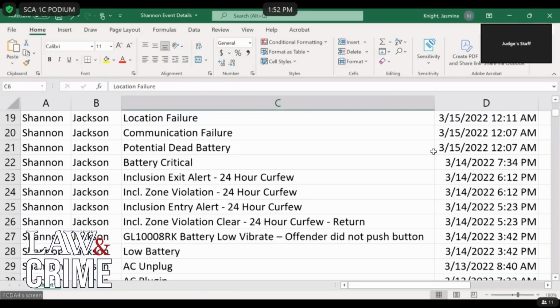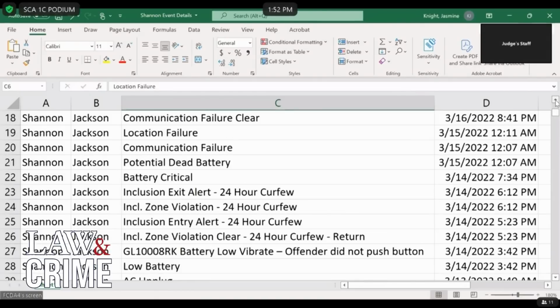Now, can you go up to the next input in this Excel? So we have, what's the next date and time? You can show the jury. So that is March 16th, 2022 at 8:41 p.m. There's a communications failure clear event. What does that mean? That would typically mean the device has been charged and is now communicating and ascertaining location once again.